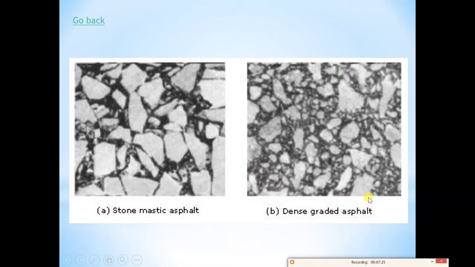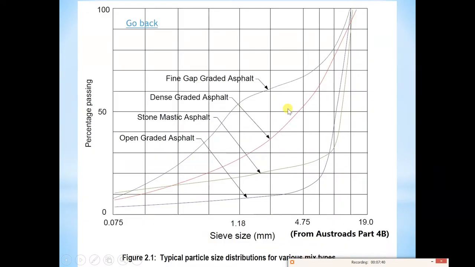Probably it's not easy to differentiate the asphalt. But this one, later on we'll look more on it. Dense graded asphalt has all the sizes of the aggregates, from the biggest size to the intermediate size to the fine aggregates. I think it's the only one which has all the sizes of the aggregates. Okay.